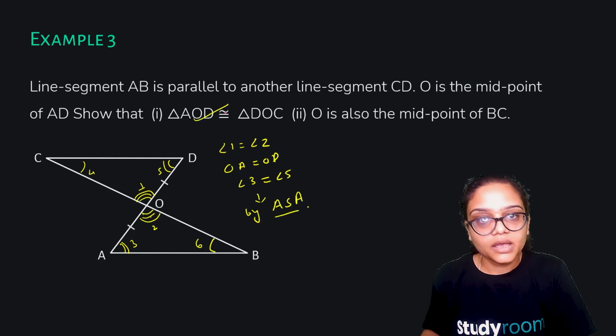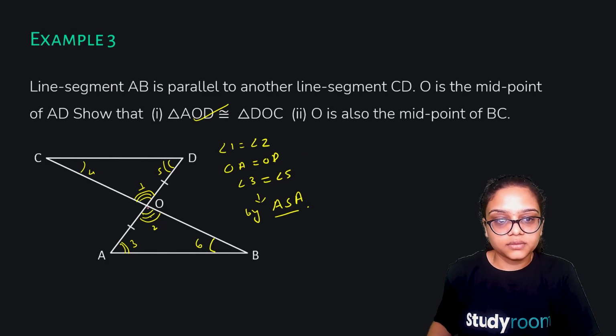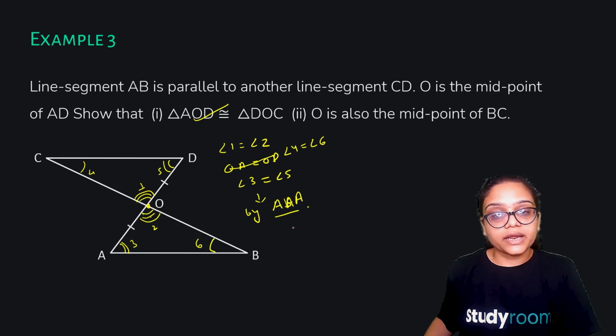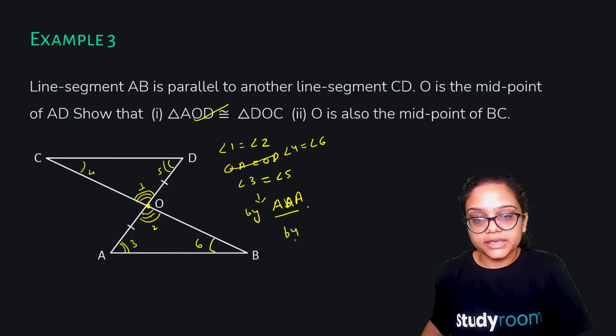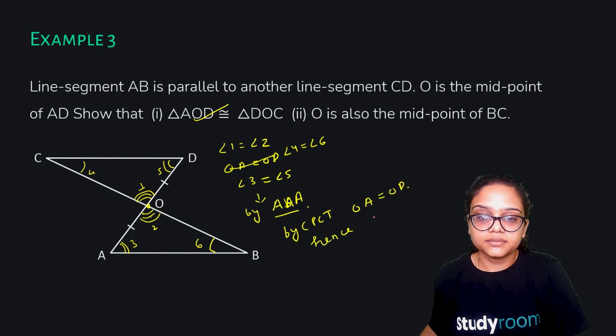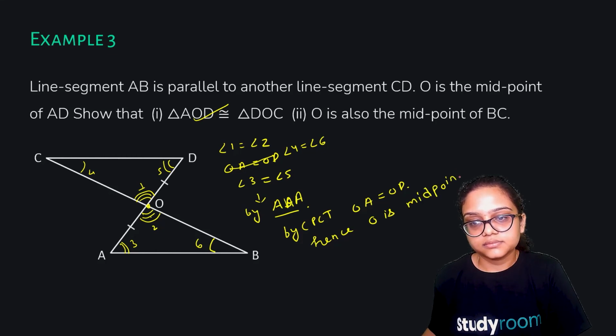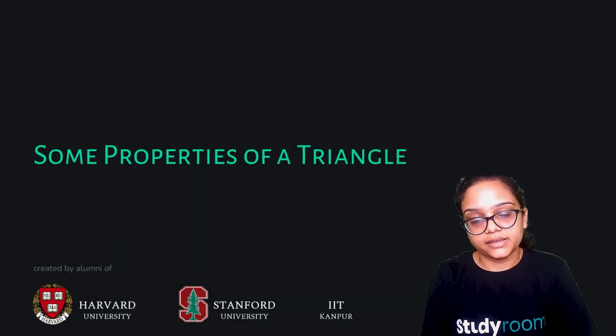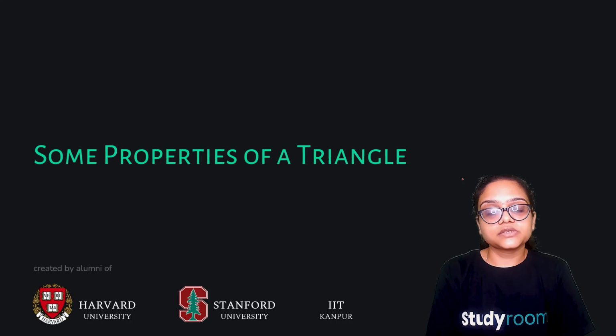First one is done. Now, O is midpoint of, okay, we need to show that, this point. So, we can write it, angle 5 is equal to angle 6. So, by triple angle. Correct? Now, if the triangles are congruent, so by CPCT, OA is equal to OD. Hence, O is midpoint. Correct? So, you just need to find the criteria. Okay, some properties of a triangle.